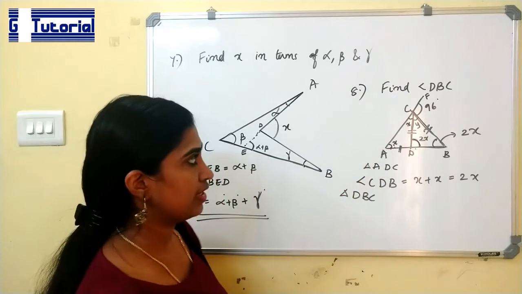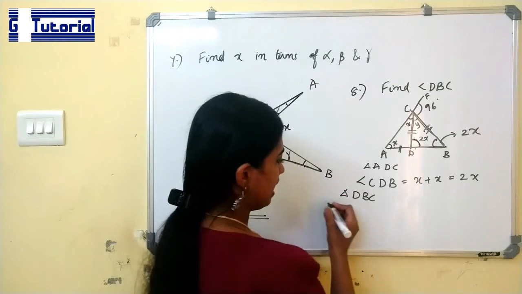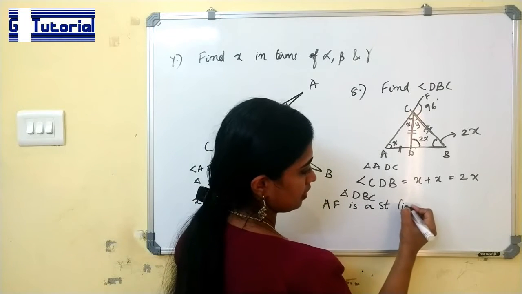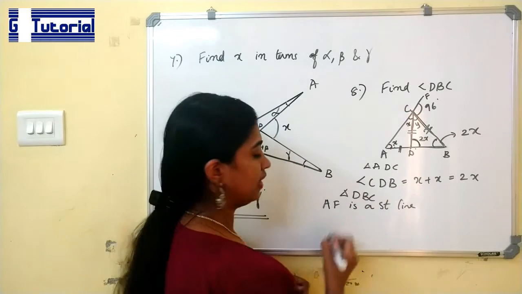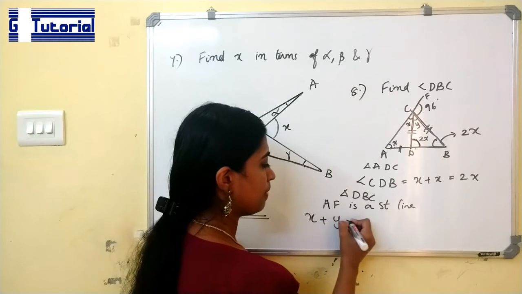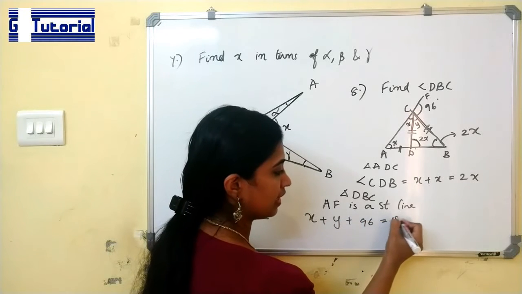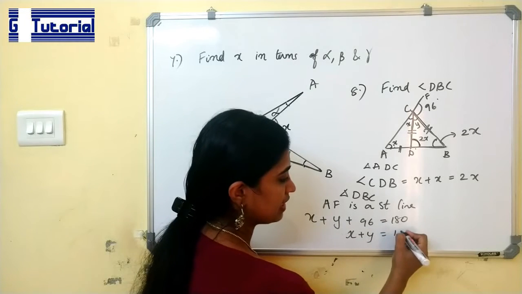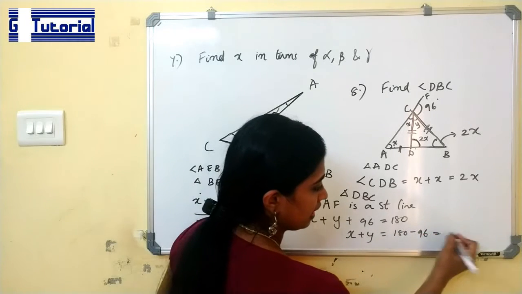This is a straight line. AF is a straight line, and the angle of a straight line is 180 degrees. So x plus y plus 96 is 180 degrees. So x plus y is what? 180 minus 96, that is 84 degrees.